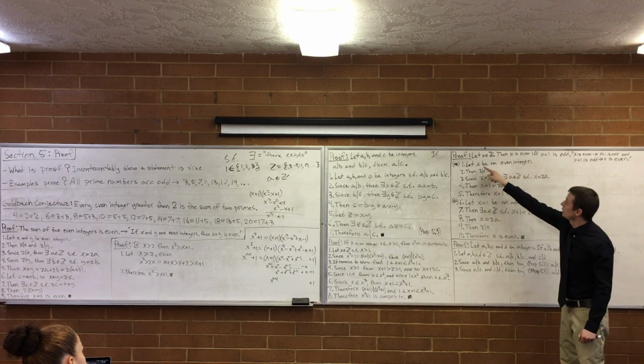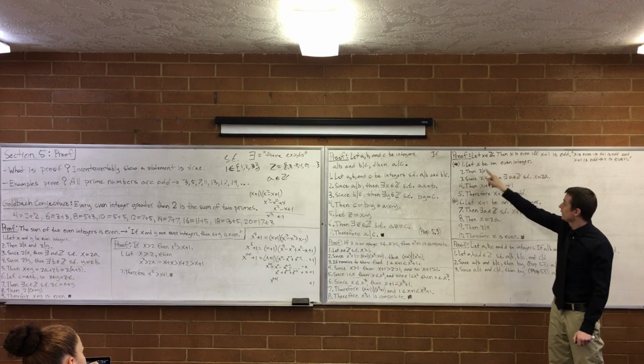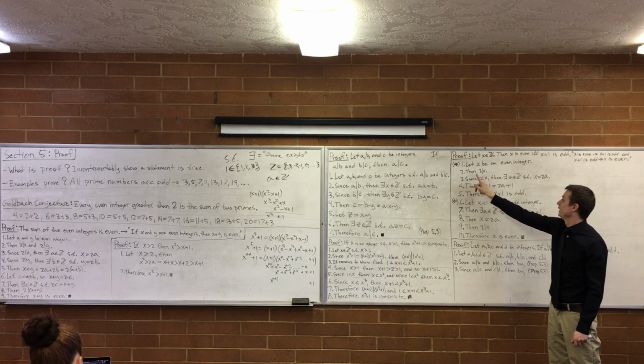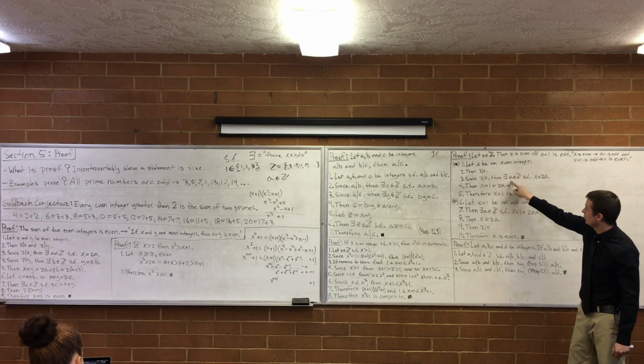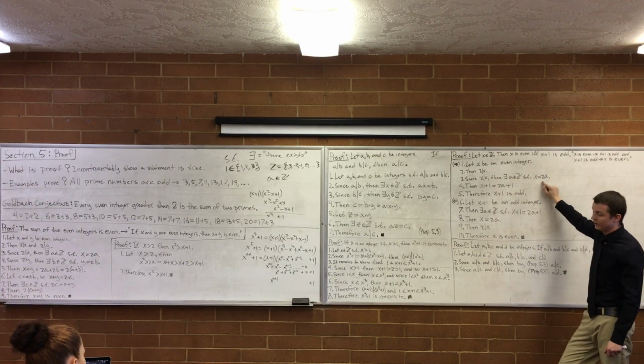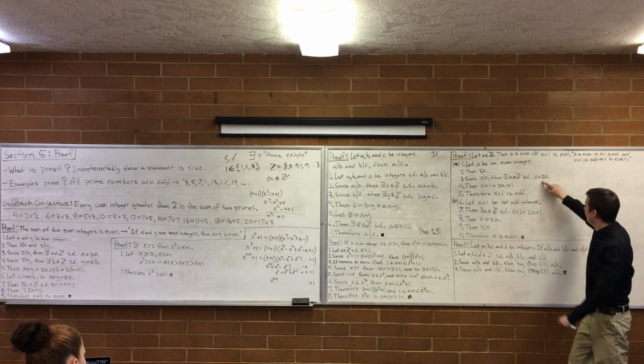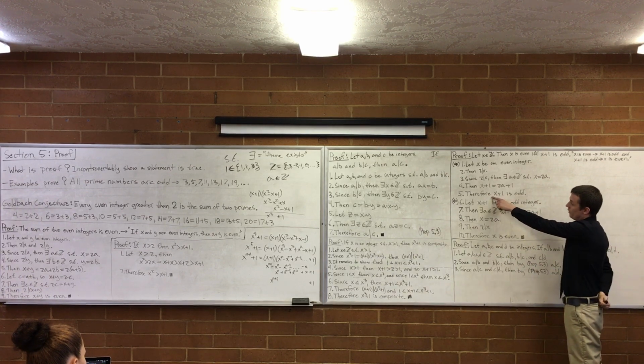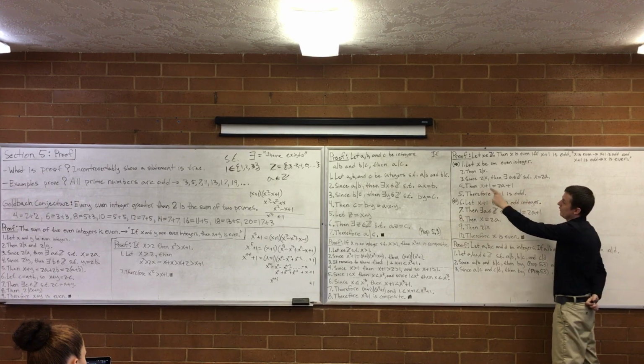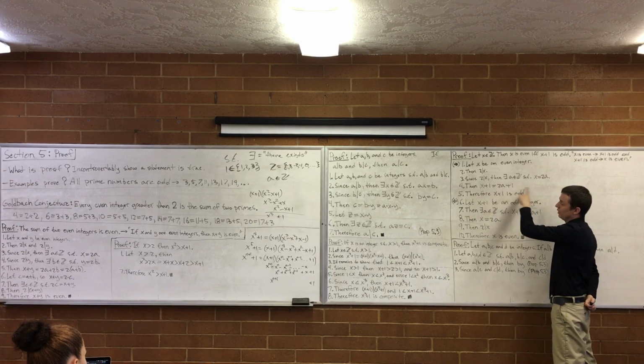Unravel definitions. What does it mean for x to be even? If x is even, then 2 divides x. If 2 divides x, then there exists an integer, call it a, such that x equals 2a. Right? And now let's go back to the bottom. Therefore x plus 1 is odd. What does it mean for x plus 1 to be odd? That means x plus 1 can be written as 2a plus 1.